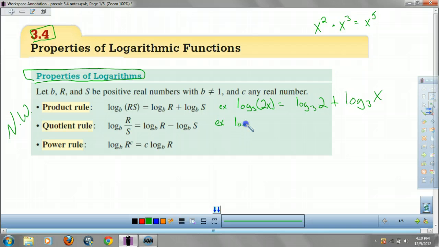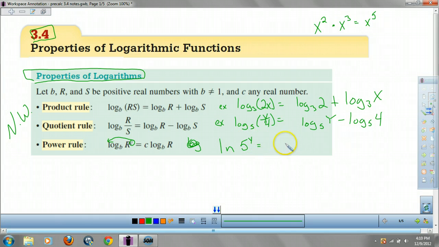So if I have log base 5 of y over 4, well, that's equal to log base 5 of y minus log base 5 of 4. Okay? And if you have a power, you can move that out in front. Like if I have log, actually let's do natural log. If I have natural log of 5 to the y, that's the same thing as y times natural log of 5.